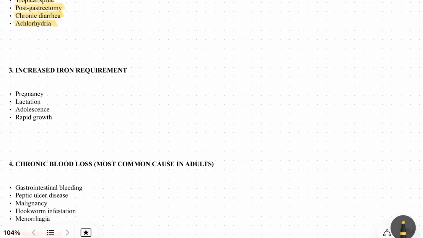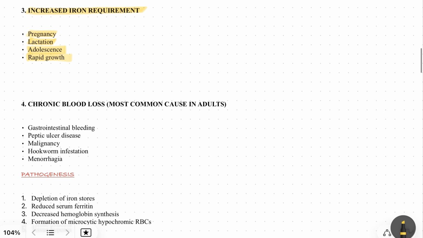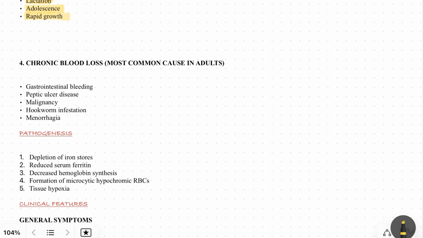Then coming to the third one, it may be due to increased iron requirement. Physiologically we see it in pregnancy and lactation. So in PSM, you will be studying how many extra calories are required in pregnancy, and even iron and folic acid. Then adolescence, then rapid growth. Then coming to chronic blood loss: GI bleeding, peptic ulcer disease, malignancy, hookworm infestation, and menorrhagia.